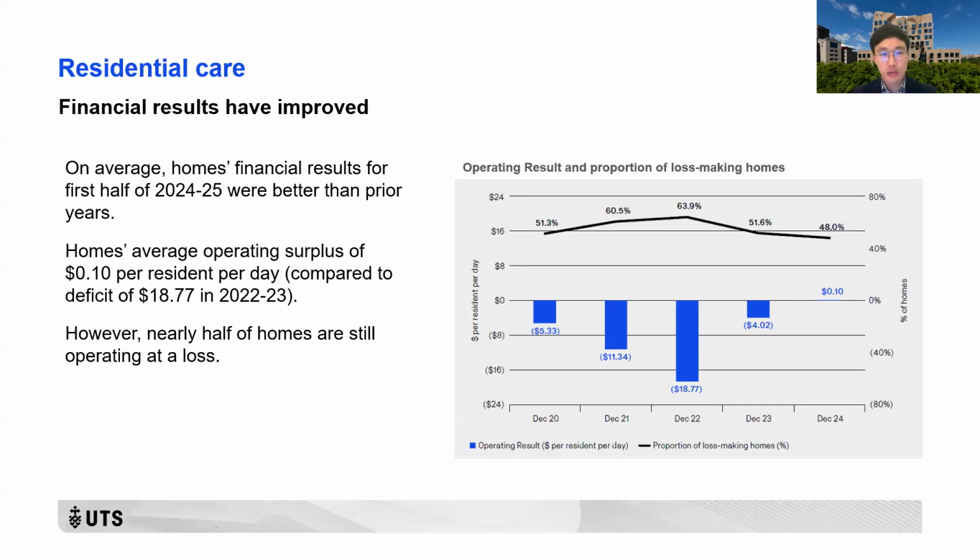So although this is somewhat good news, as homes have recovered from the substantial losses reported a year earlier and losses in the last 4 years, the operating result margin remained volatile as there are many homes operating at a loss. The proportion of homes operating at a loss, which is shown in the black line in this graph here, has fallen slightly to 48%, which is down from almost 62% a couple of years ago. But nearly half of all homes remain in deficit, so still reflecting the ongoing financial pressures facing the sector.